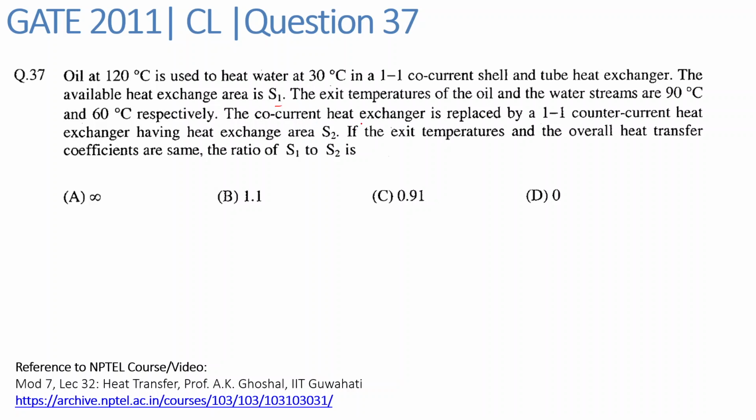The co-current heat exchanger is replaced by a 1-1 counter-current heat exchanger having a heat exchange area of S2. If the exit temperatures and the overall heat transfer coefficients are the same, the ratio of S1 and S2 is dash. So in this question, initially we are considering a co-current shell and tube heat exchanger for which we have been given the inlet and exit temperature of both the hot fluid as well as the cold fluid. Later, we are replacing this co-current heat exchanger by a 1-1 counter-current heat exchanger, and we have to find the correlation between the heat transfer area for both the cases if the exit temperature, inlet temperature and the overall heat transfer coefficients are the same.